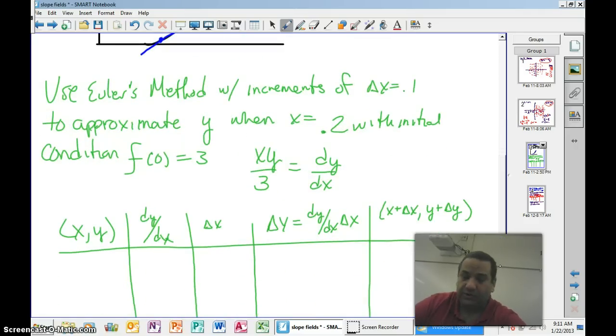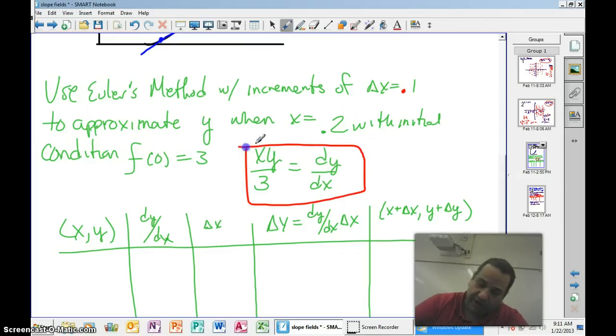All right, use Euler's method, or Euler, if you want to, the math police might say it has to be Euler. With increments of delta x of 0.1 to approximate y with the initial value of x equal to 0.2, and when x is 0.2 and initial condition f of 0 equals 3.